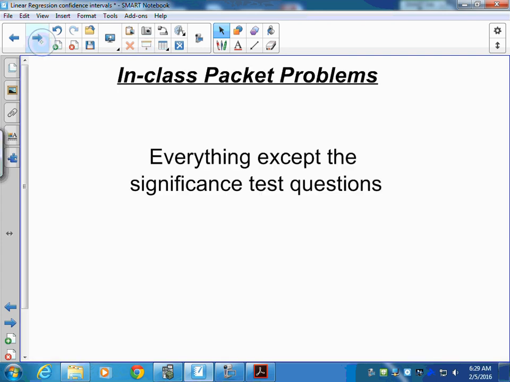Now for some extra practice, we've got the in-class packet problems. This is a really short unit, only 2 lessons here. You want to do everything in the packet except for the significance test questions. We'll be covering that material in the next lesson.